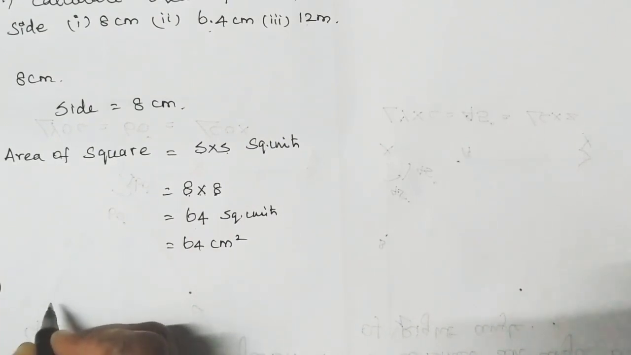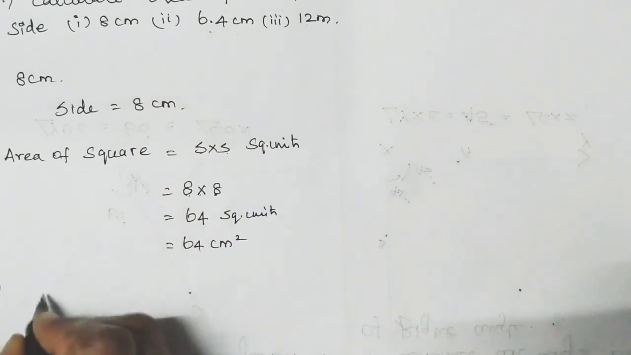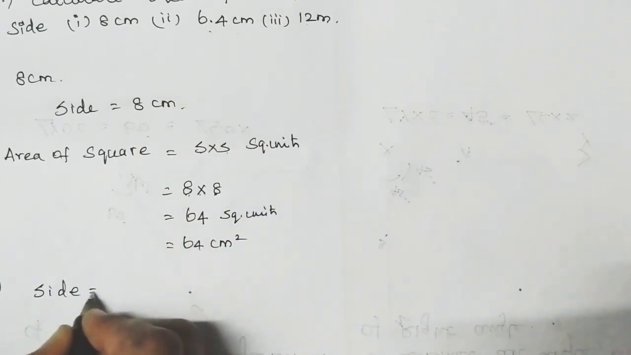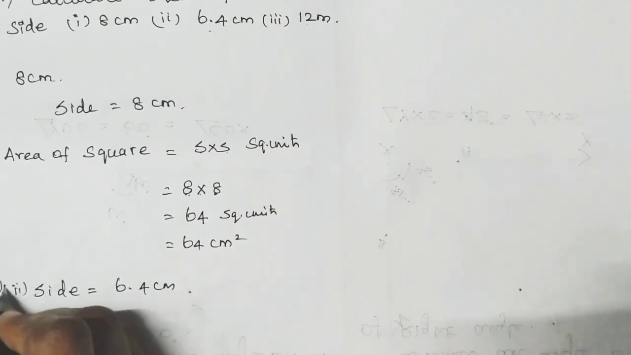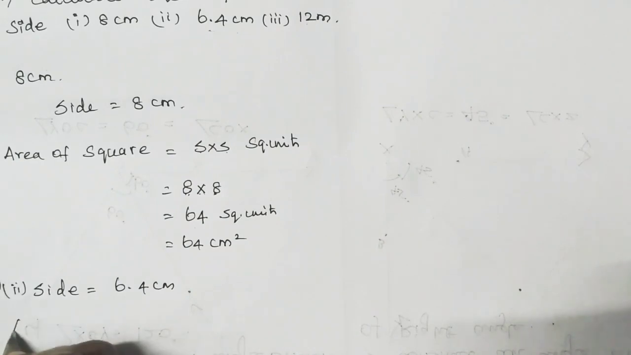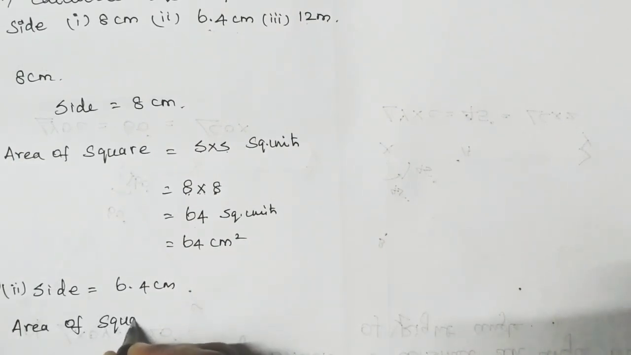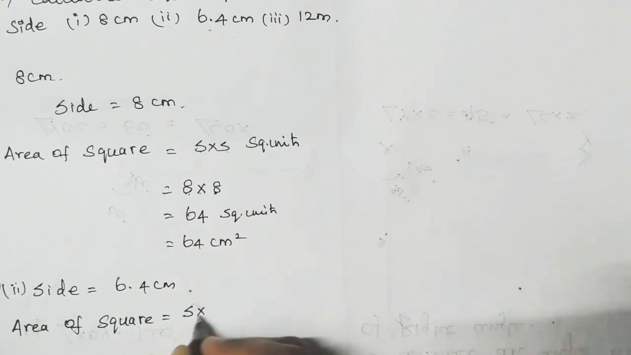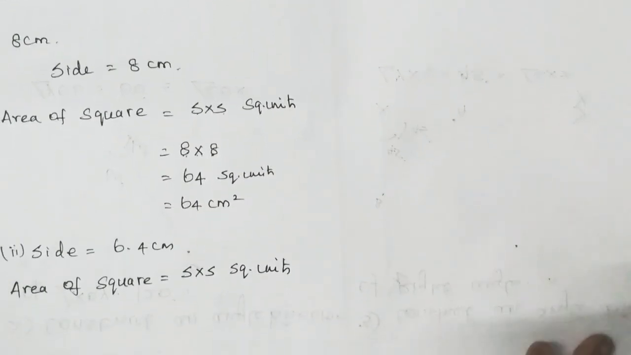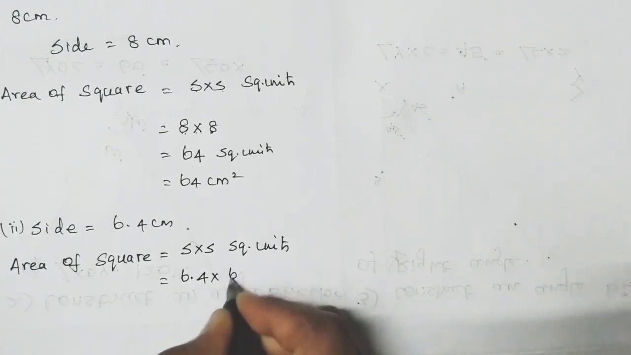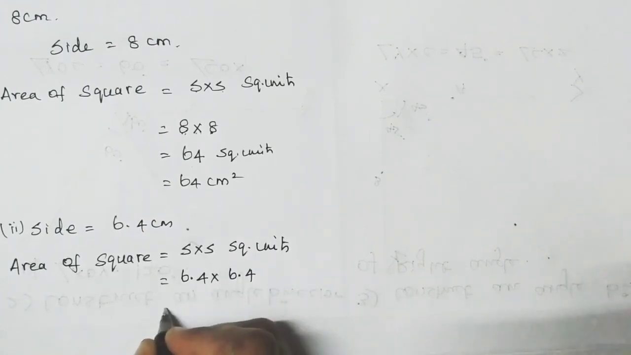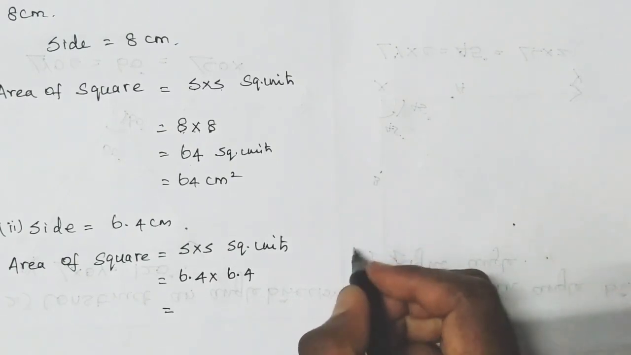Now second subdivision. Side is equal to 6.4 centimeter. So area of a square. What is the formula for area of a square once again? Yes, side into side square units. That is 6.4 into 6.4. How will you multiply? Listen.